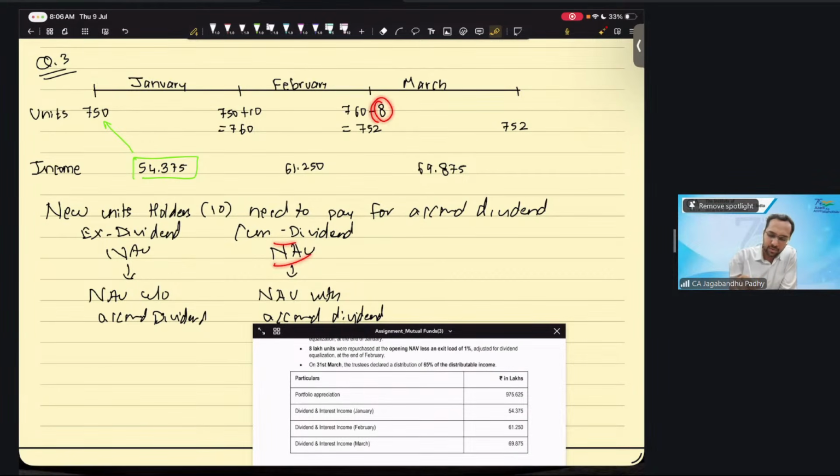Same way, if an investor is taking an exit, so these 8 unit holders who are taking an exit in February, are they entitled to any amount of dividend income? Of course, yes. They are entitled to both of these. Right? So I can say, in fact, this 61.250 belongs to this. Then the 69.875 belongs to this.